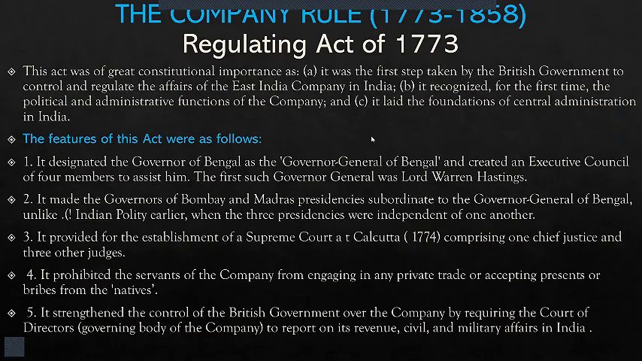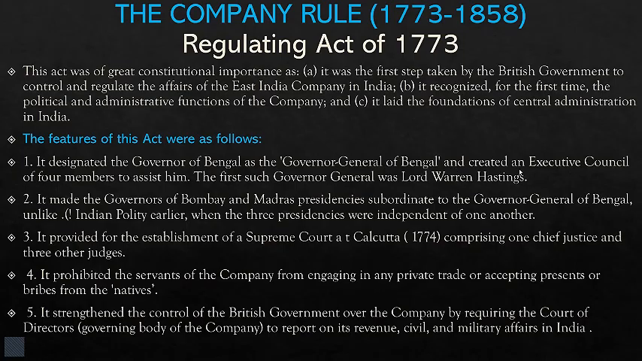So we will study the features of this act. First, it designated the Governor of Bengal as the Governor General of Bengal. Earlier, every major province like Bengal, Bombay, and Madras had its own respective governor. Now the Governor of Bengal was renamed as the Governor General of Bengal.